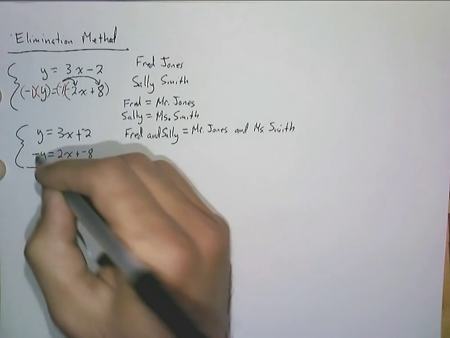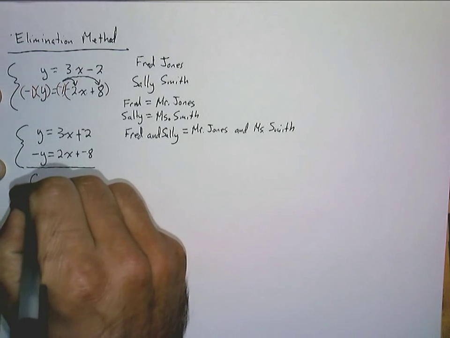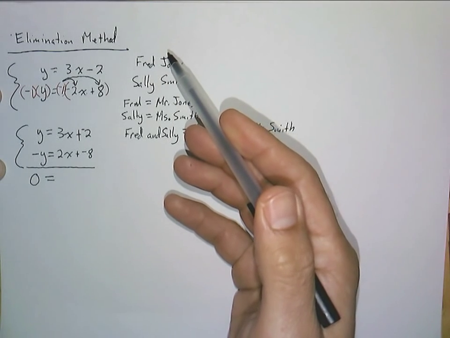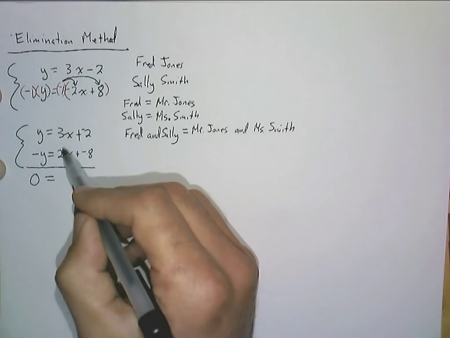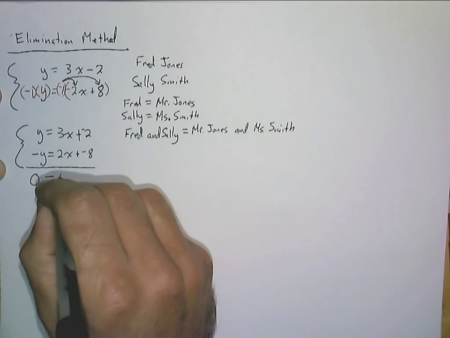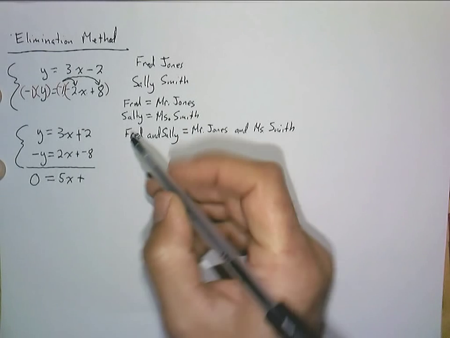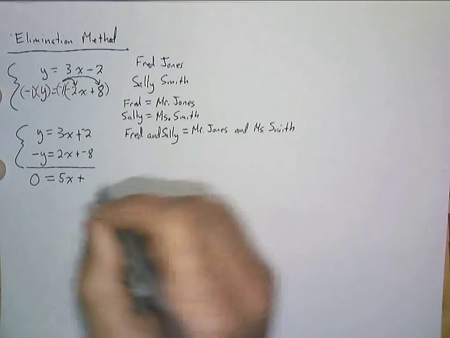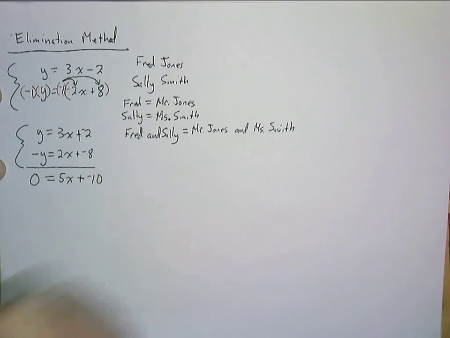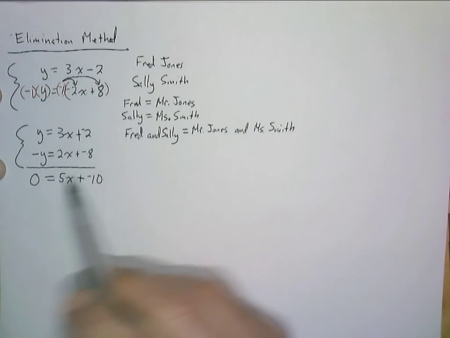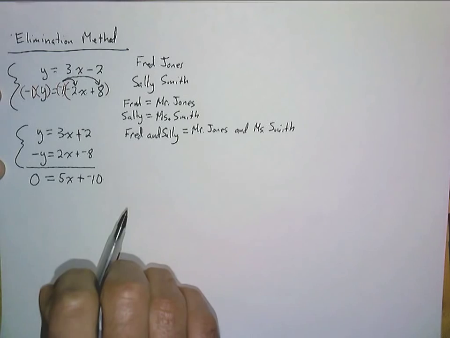So y plus negative y, that's of course just 0. Notice we've eliminated the y's now. 3x plus 2x gives us 5x. Plus negative 2 plus negative 8 is negative 10. And now what we have is a single equation and a single unknown x. Okay.